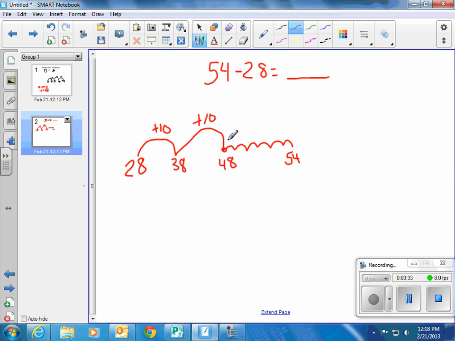If you're using this strategy, you have to remember where the answer is. The answer is not what I landed on this time. The answer is how many hops I took. So if I add these hops up, 10, 20, 21, 22, 23, 24, 25, 26, that is my answer. So 26 would go right here.